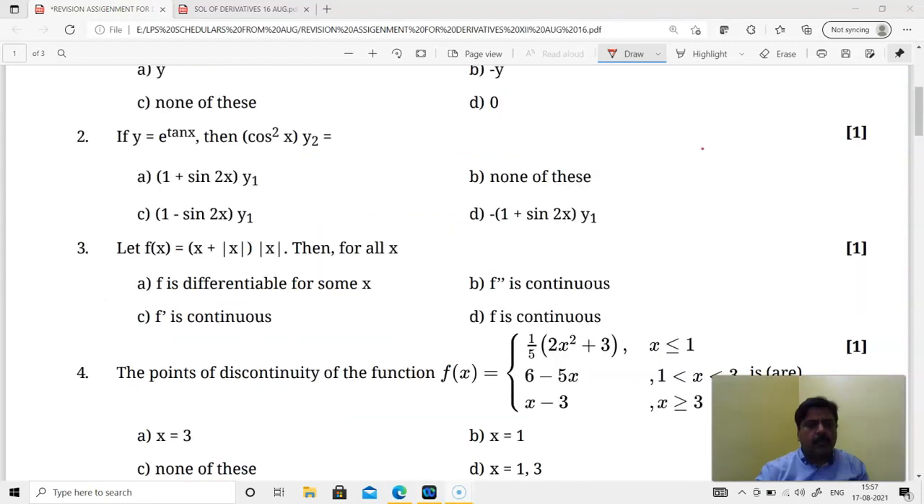Now question 2, we have y is equal to e to the power tan x, and then we have in the answer cos square x, y2 we need to find out its value. First of all, we have to see that 4 options have been given. One is none of these, which mostly you people click, or 1 or 0. But here in all the questions it is either 1 plus sine 2x, 1 minus sine 2x, or minus 1 plus sine 2x.